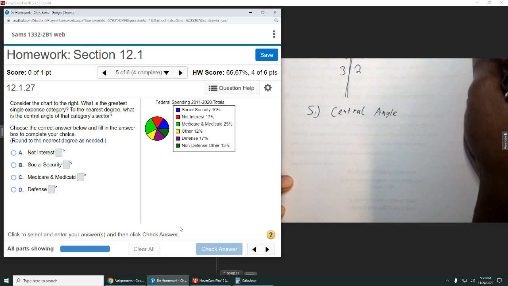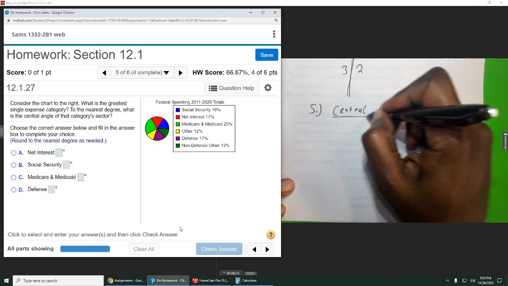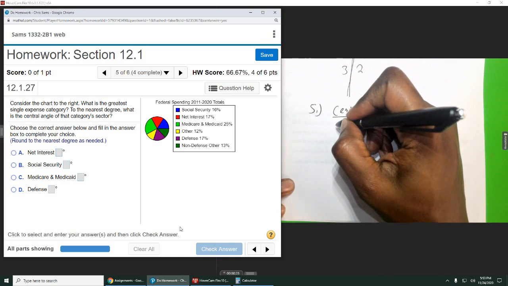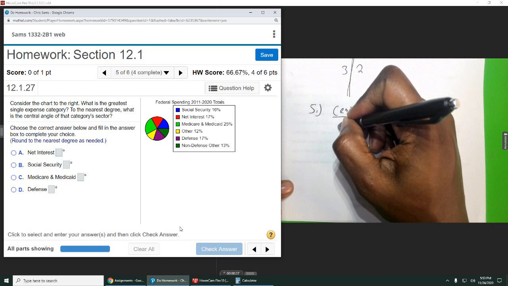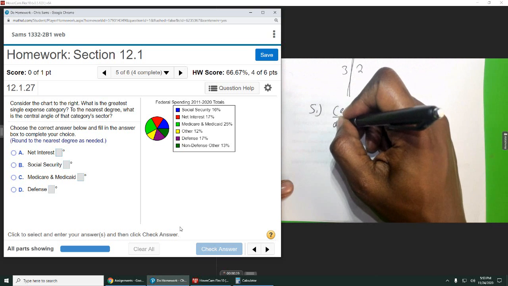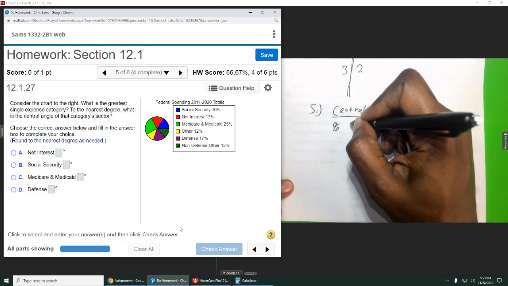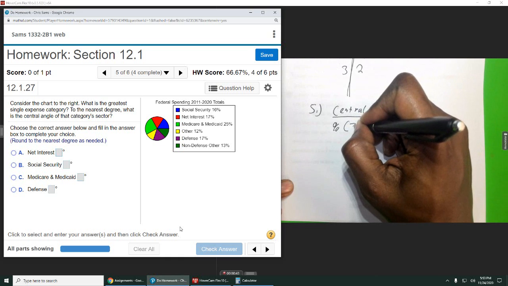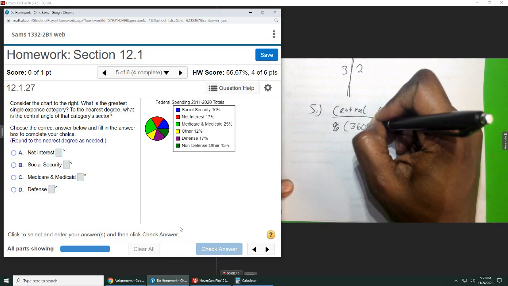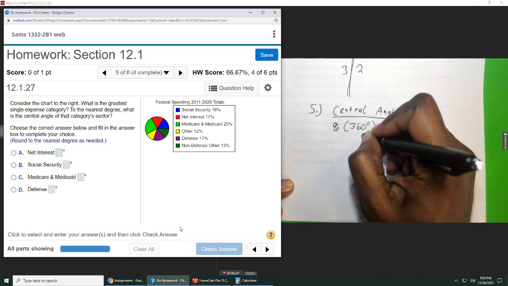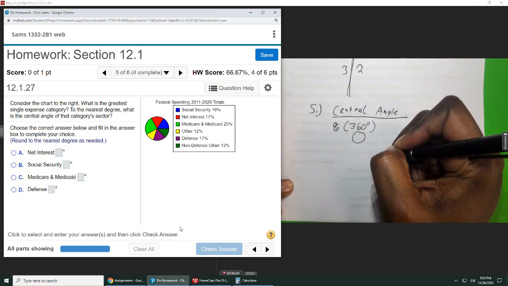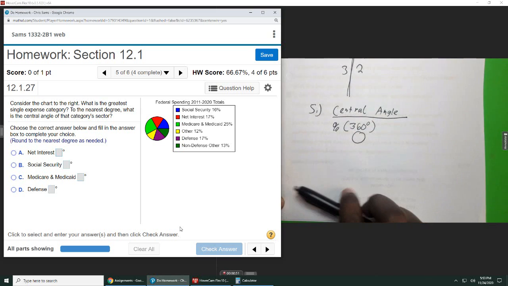Okay, so depending on what you have, if you want to find the central angle, you're going to multiply the percent, which you can have the frequency, times 360. Why 360? Because a circle is 360 degrees. So we're trying to figure out what's the angle, or what portion does each of these colored sections make up.